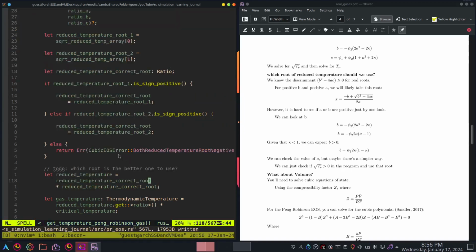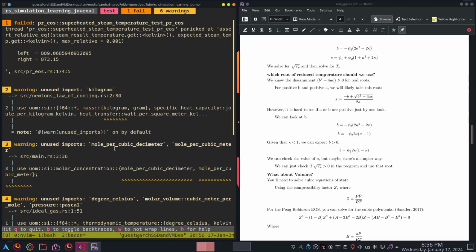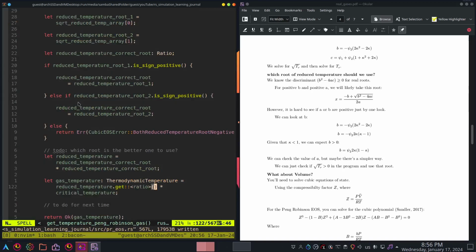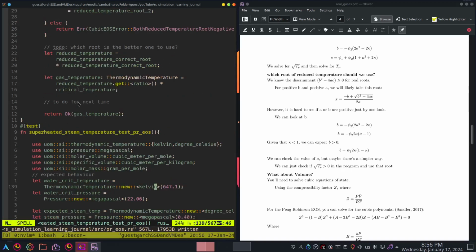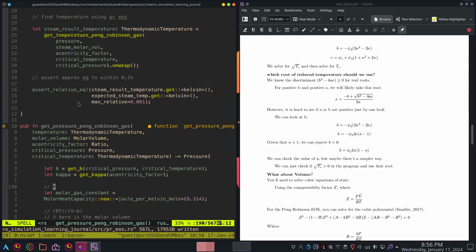Then we should be able to find the correct gas temperature. Let's see what the test is showing us. It's showing us 889 is the so-called correct root. I don't know whether this works, but it looks good enough. It is close, but not that close. It's not as far off as maybe 200 degrees. Maybe it's a good thing.